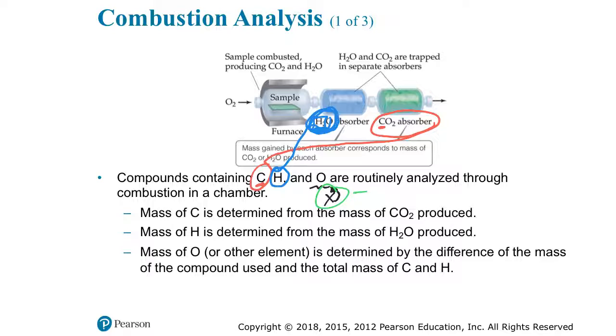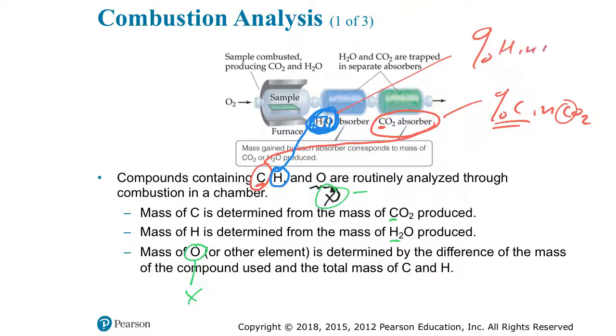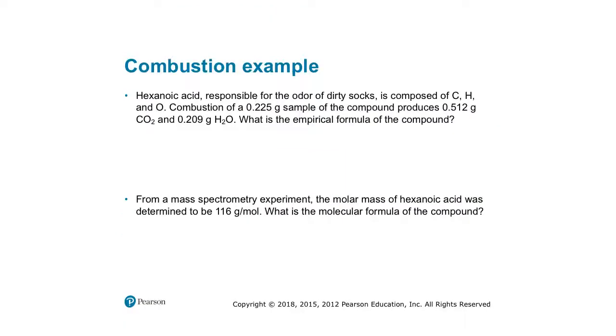So mass of carbon from the mass of CO2, the hydrogen mass from the mass of water, and then the O mass, or the third element if we have a random third element, is determined by simple difference. Okay, so when you want to worry about CO2, you want to use the percent C in CO2, of course, because that tells you how much carbon there is in CO2. You want to use the percent H in water to get the amount of hydrogen in water. Okay, here's a couple examples.